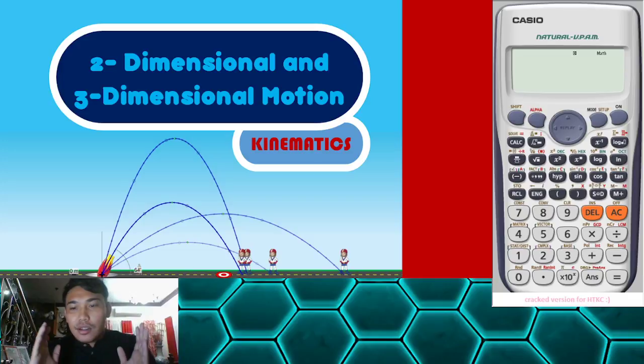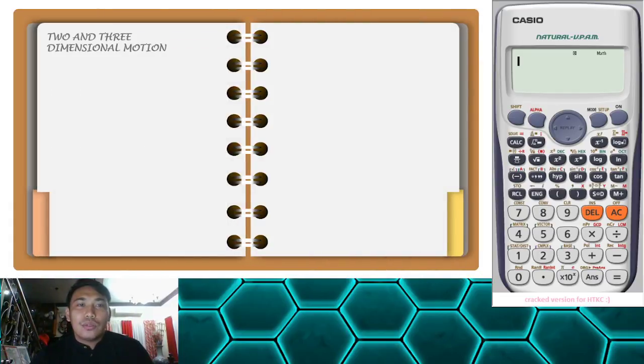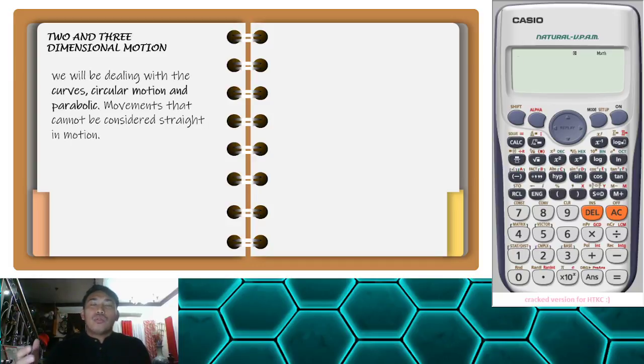So this is another lesson about kinematics, which is the two dimension and the three dimension. Okay, so let's discuss what is two dimension and three dimensional motion. Two and three dimensional motion are normally seen as curves, circular motion, and parabolic. So we know that those three deal with not just a straight line.